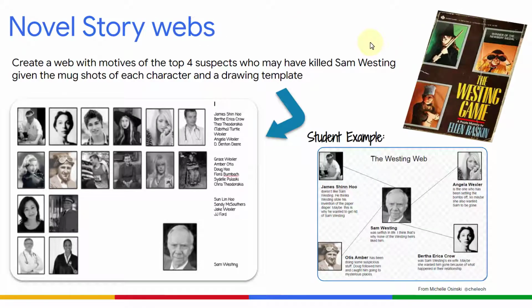Story webs. You're reading a novel, and maybe you have certain characters in the story. We talked about character traits earlier, but maybe you have some sort of thing to figure out, who are the suspects and why do you consider them suspects and things like that. So they could have the sample page where they grab the photos or grab the information, and then they make their own from there.